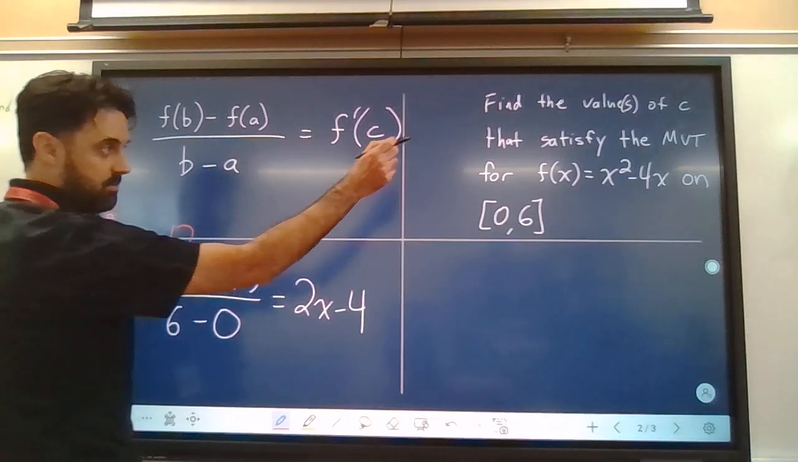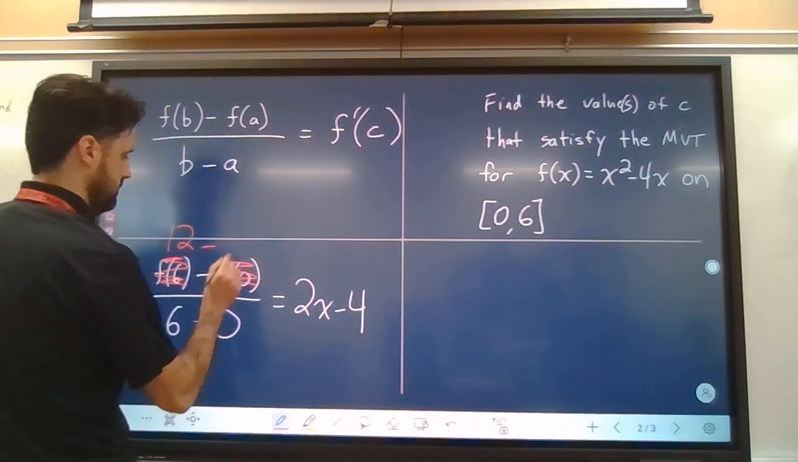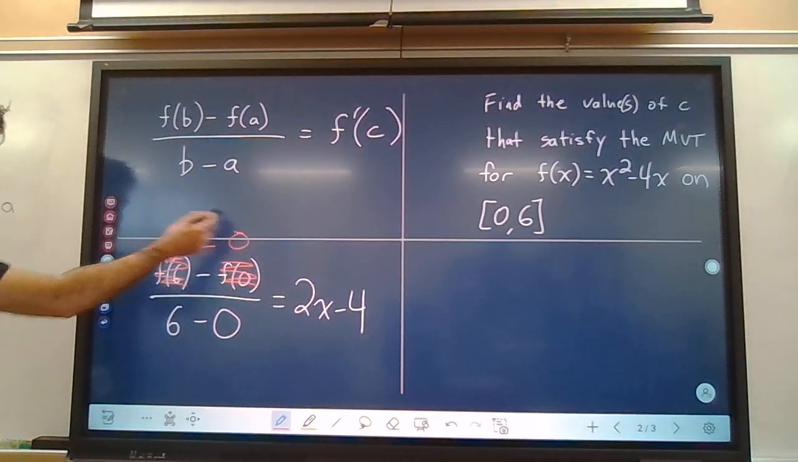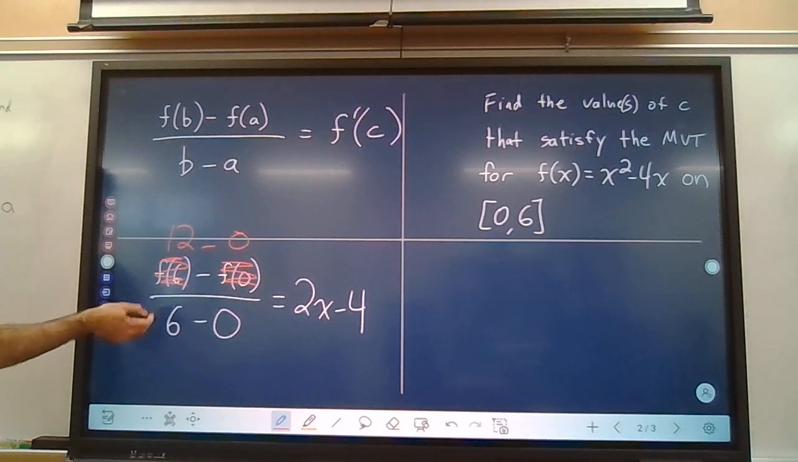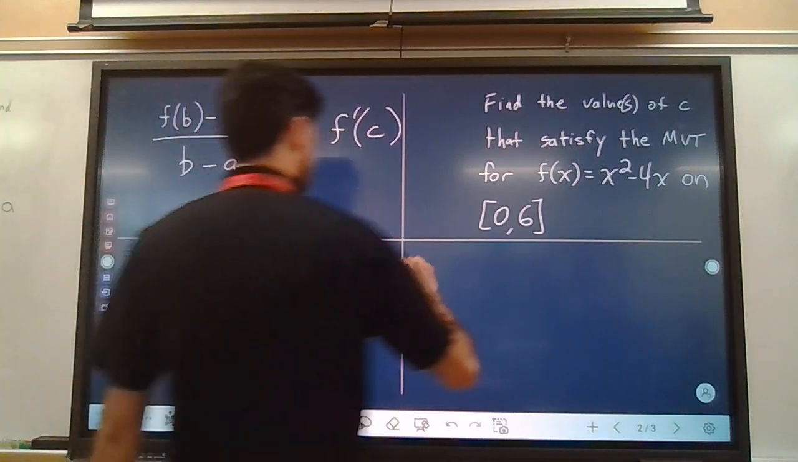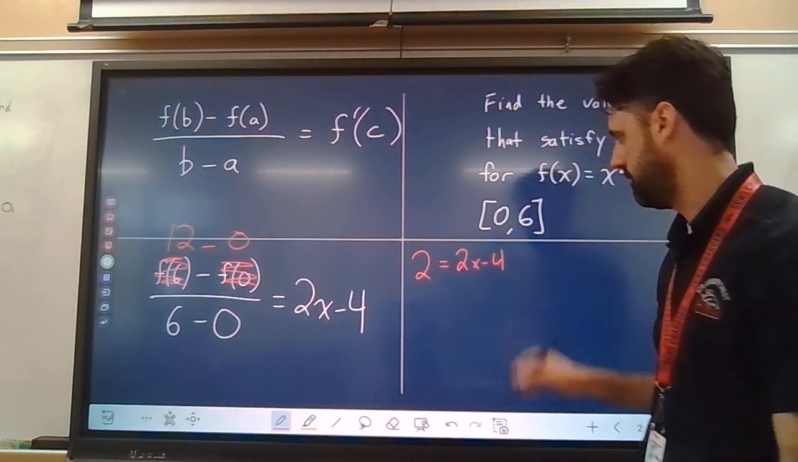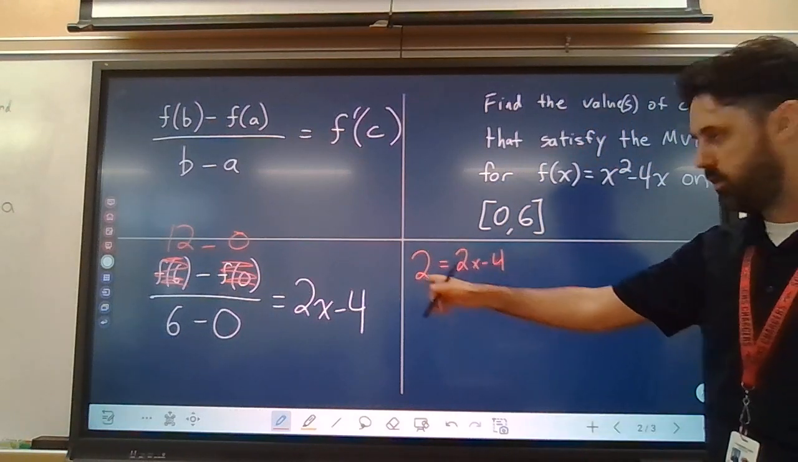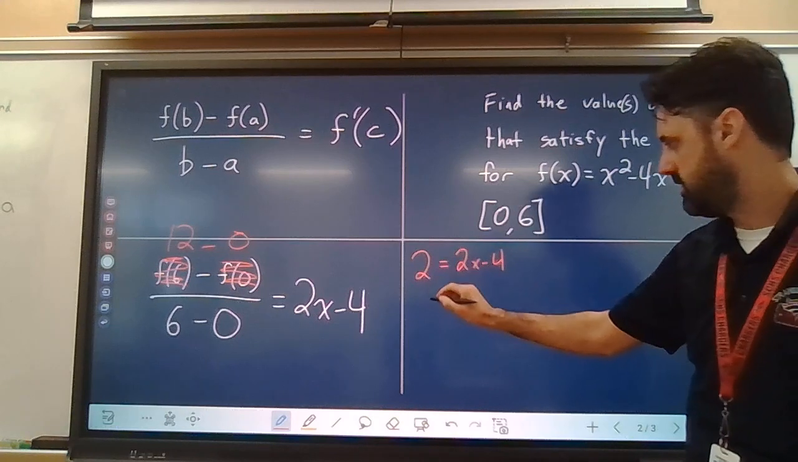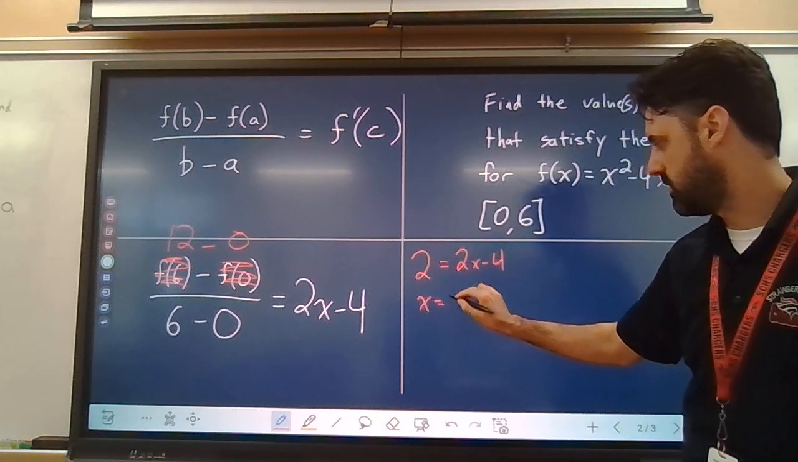Minus, if I plugged in 0 for x, I would get 0. And so this whole fraction simplifies into 12 divided by 6, or 2. And so we end up with 2 equals 2x minus 4. If we add over 4 and divide by 2, we're going to get x equals 3.